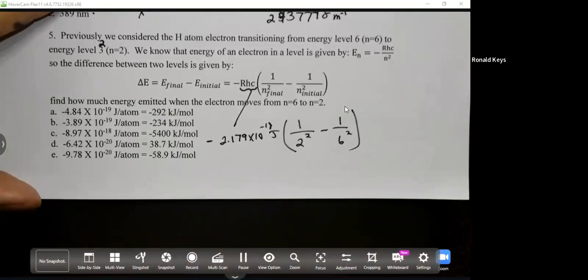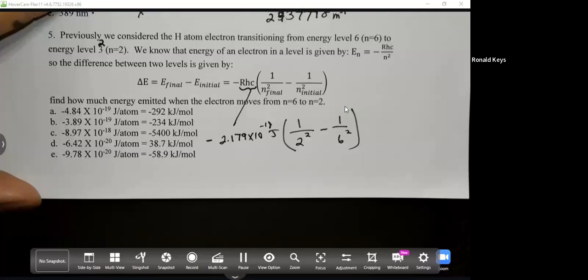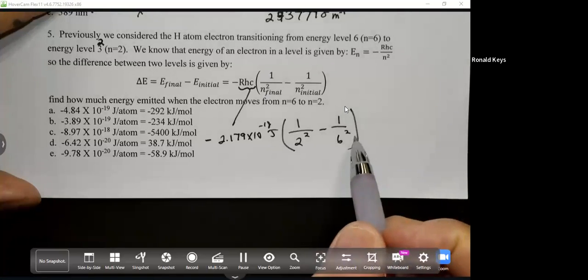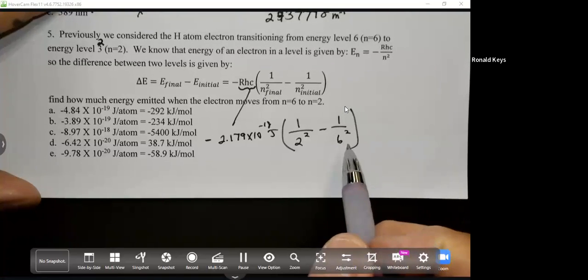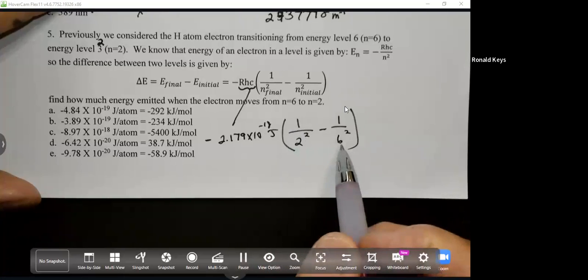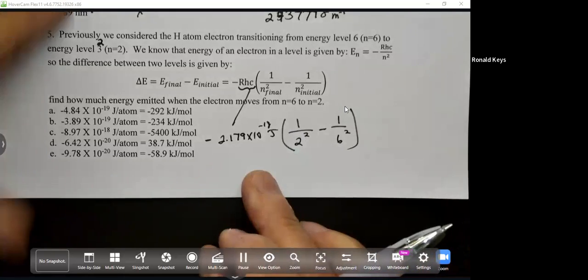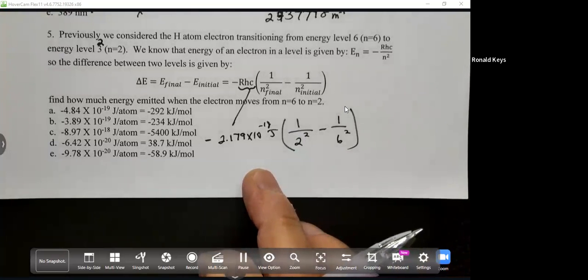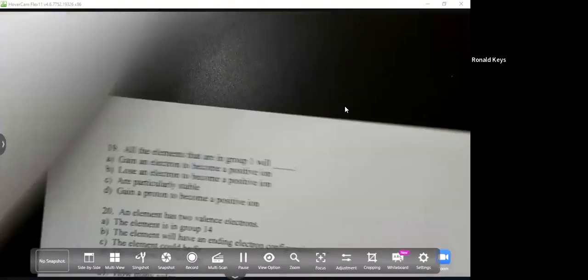So it looks like I have the answer in joules per atom and kilojoules per mole. This should get us joules per atom here. So I would do this first. 1 over 4 minus 1 over 36, it equals, and then multiply that out. So we've got 30, 32, 33, 36. One of these we have to cover yet today. All right, 30.